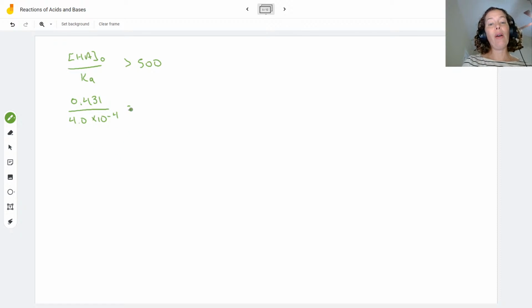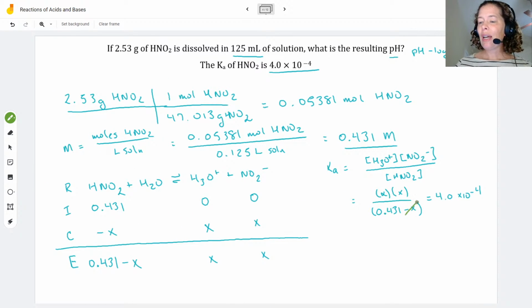Okay, so I want to calculate what this value is. Let's see, I did do that and I got 1074. I want to check and make sure that is greater than 500. Yes, it's greater than 500, which means when I go back to my equation, I can drop this. Now, once we calculate X, I'm going to show you another way that you can double check to make sure that that assumption is correct. So you have two checks to make sure that this assumption is not going to alter your pH too much.